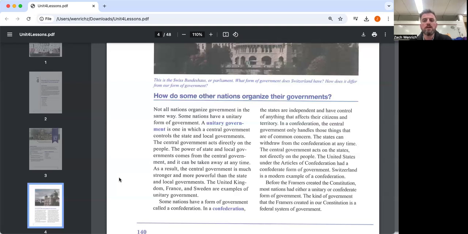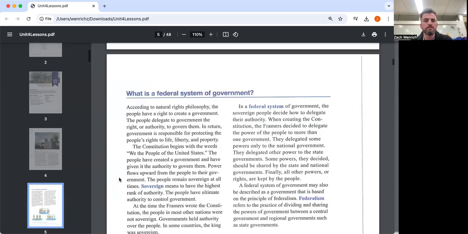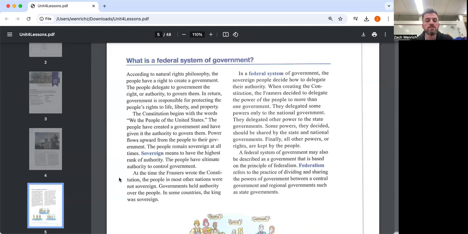Before the framers created the Constitution, most nations had either a unitary or confederate form of government. The kind of government that the framers created in our Constitution is a federal system of government. So, what is a federal system of government? According to natural rights philosophy, the people have a right to create a government. The people delegate to government the right or authority to govern them. In return, government is responsible for protecting the people's rights to life, liberty, and property.